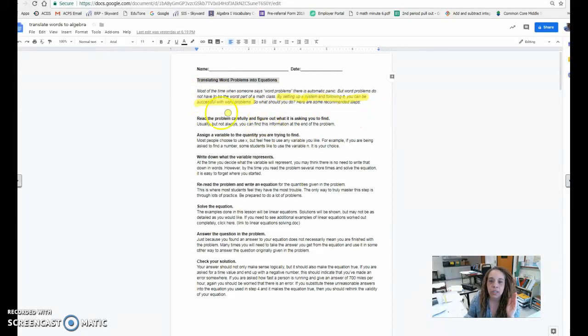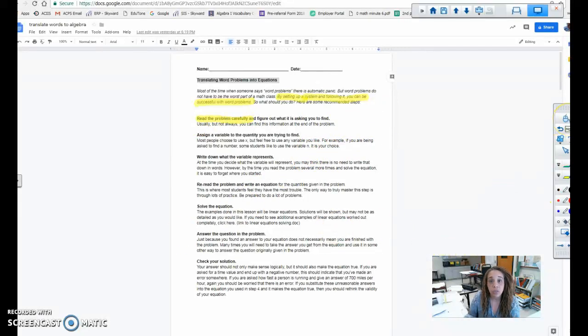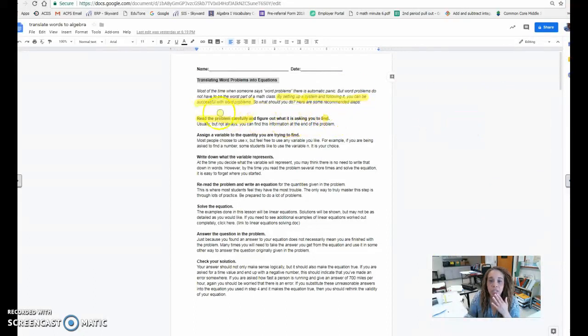By setting up a system and following it, you can be successful with word problems. So what should you do? Here are the recommended steps. First, you're going to read the problem carefully and figure out what it is asking you to find. So the whole line should not be highlighted, only "read the problem carefully and find." Usually, but not always, you can find this information at the end of the problem, so you can highlight "at the end of the problem."